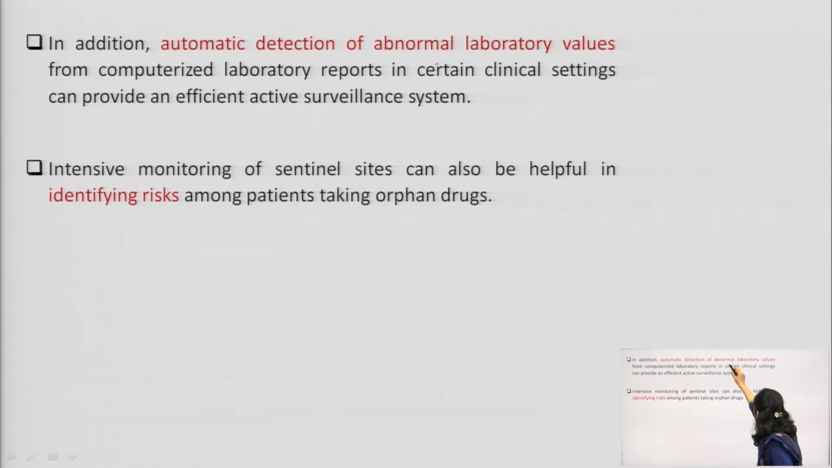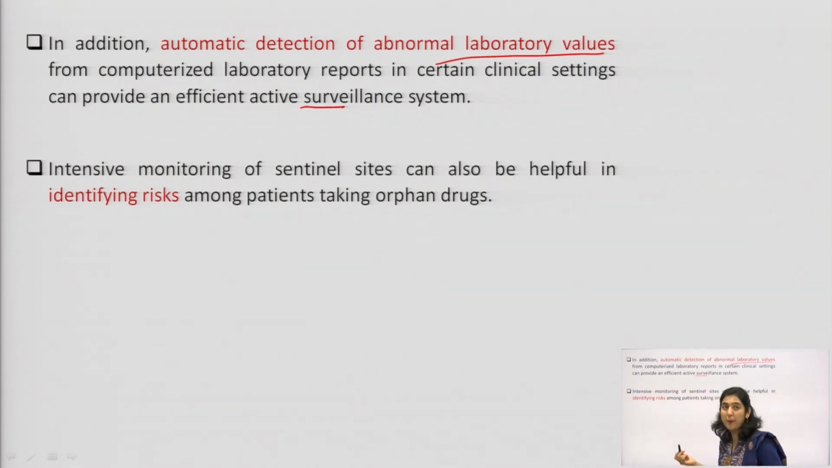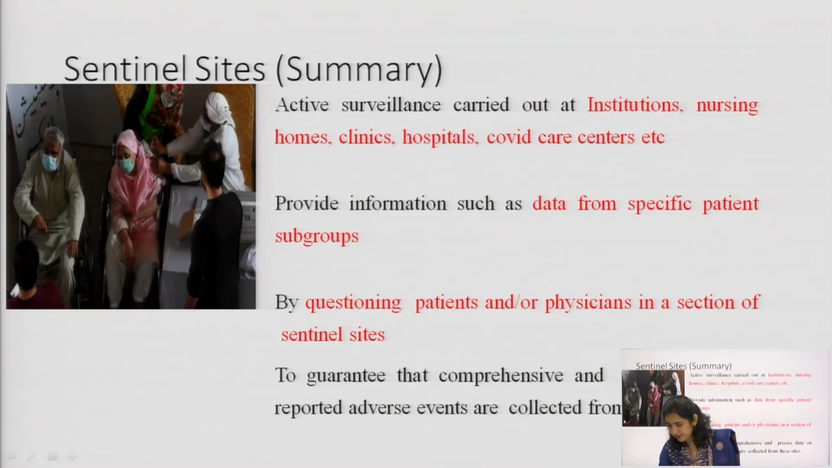Automatic detection of abnormal lab values from computerized lab reports in certain clinical settings can provide an efficient active surveillance system. We can get detection of abnormal lab values from such patients. Intensive monitoring of sentinel sites can be helpful in identifying risks among patients taking orphan drugs. Let me show you, this is a COVID care center, so that becomes a sentinel site.